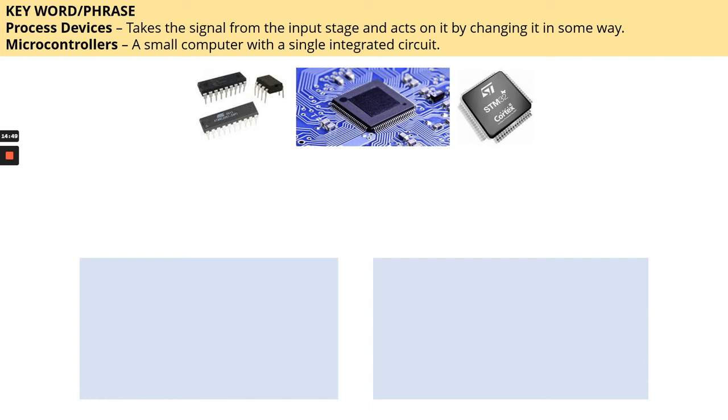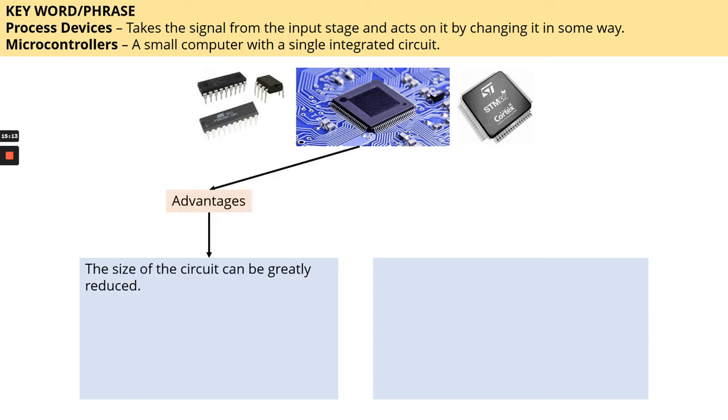It takes the signals from the input device, the switch, the thermistor, the LDR, whatever it may be, and it converts it into a very specific outgoing signal that will tell the output device what to do, whether to turn a light on, whether to turn the heating on, whether to turn the heating off.